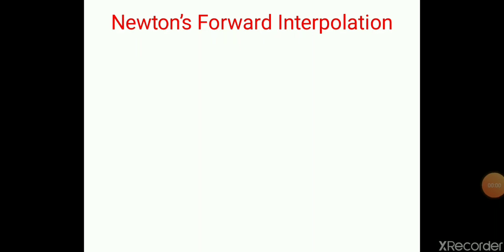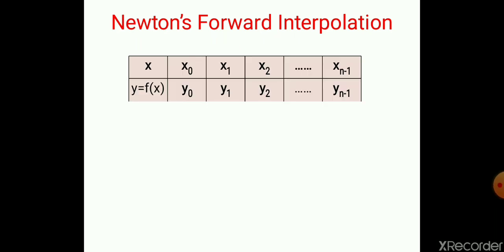Friends, today we are going to see the Newton forward interpolation. So if you have n number of x terms, that is x0, x1, x2 up to xn minus 1, and suppose you have respective y functions, that is y is equal to f of x, at x0 we have value of y0, for the x1 we have value of y1. Similarly, up to xn minus 1, suppose we have value of yn minus 1.